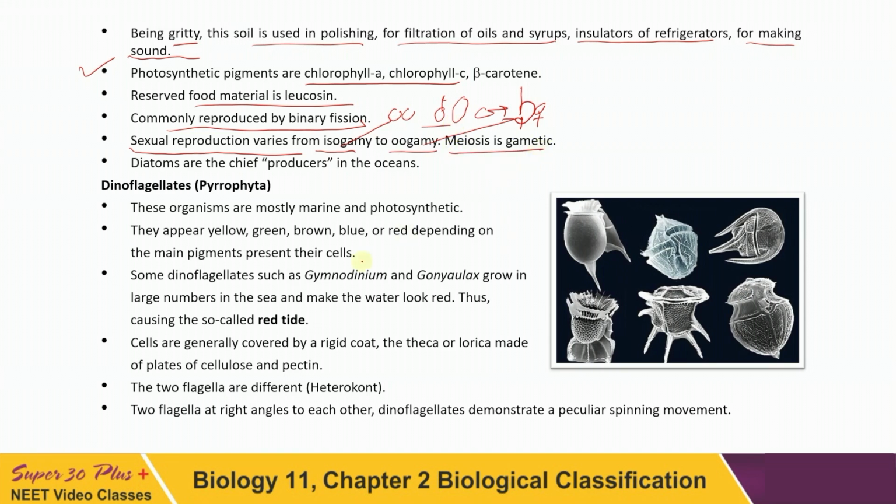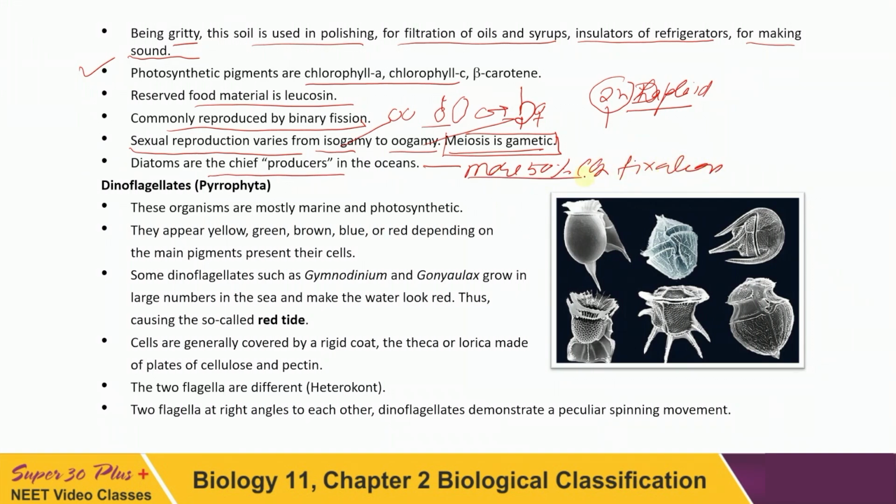Meiosis is gametic. Gametic means the main organism is diploid. Is it haploid or diploid? It will be diploid, because 2n is there. At the time of gamete formation, there will be meiosis, and that meiosis will be known as gametic meiosis. Diatoms are the chief producers. A very interesting point: more than 50% of CO2 fixation is done by diatoms. You see, a very important, interesting point.